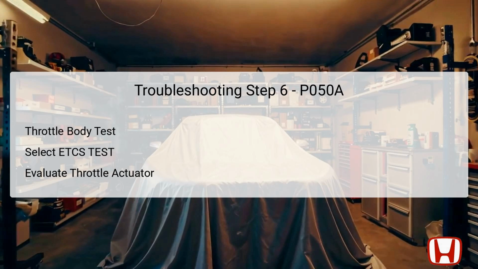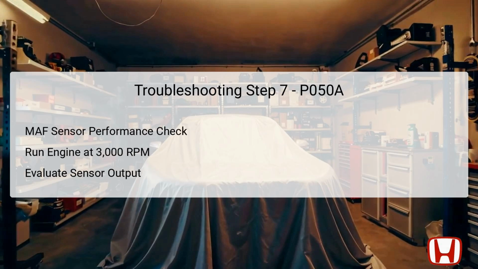If the test indicates that the throttle actuator is functioning properly, you can proceed to the next step. If not, replacement of the throttle body may be necessary to resolve the DTC P050A. For this step, start the engine and hold the engine speed at 3,000 RPM without any load until the radiator fan activates. This procedure is essential because it allows the MAF sensor to accurately measure airflow under controlled conditions.